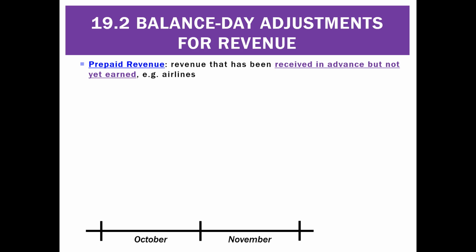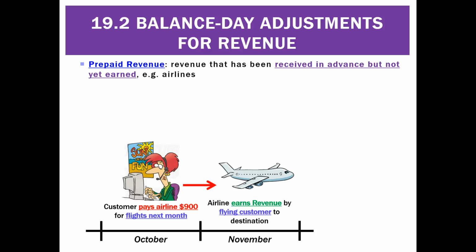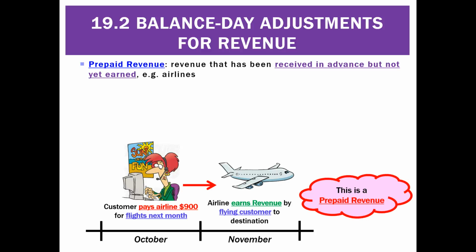Let's have a look at an example of a prepaid revenue. A really common example would be airlines. A lot of people pay for their flights well before they actually take their flight. So let's say a customer pays an airline $900 for flights in October, but they're not actually going to fly until November. If they're not going to fly until November, the airline won't earn that revenue until November. So if we were to do a balance sheet, we'd call that prepaid revenue.